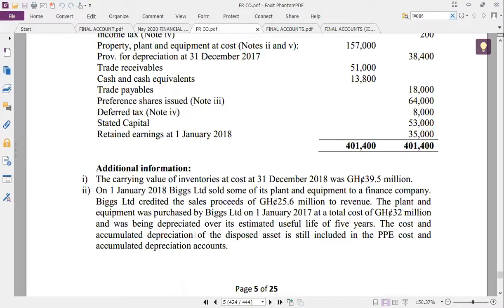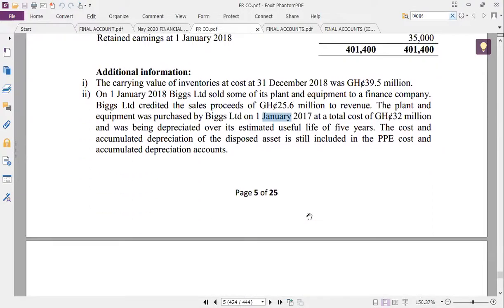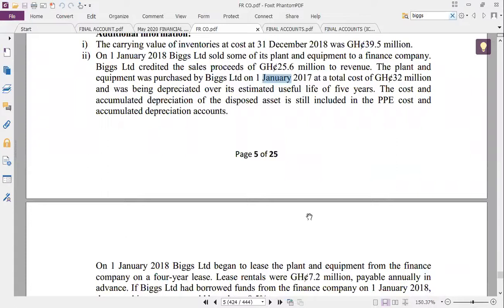So you have to take the details of cost from cost, accumulated depreciation from accumulated depreciation. They bought it when? January 2017. So we pick it and depreciate it. The cost was 32 million. So from January 2017 up to when? January 2018. So exactly what? Exactly 1 year. So 1 year depreciation must be taken off from the accumulated depreciation. We are done. Now let's go to note 2. And then the cost must also be taken from it.